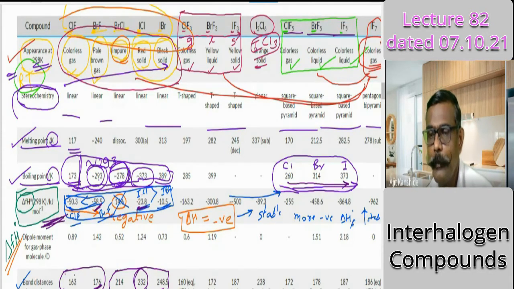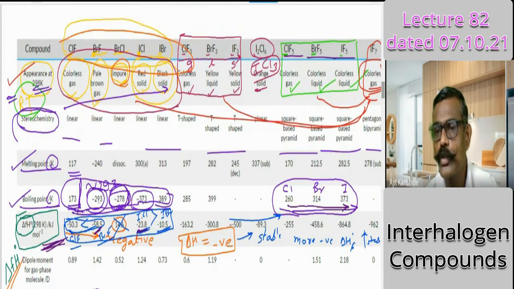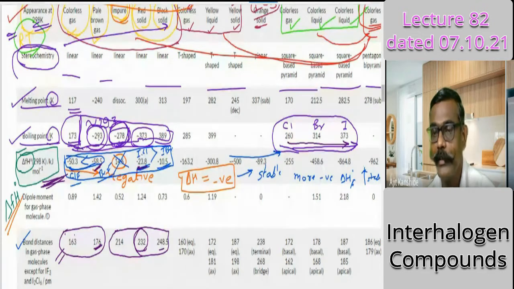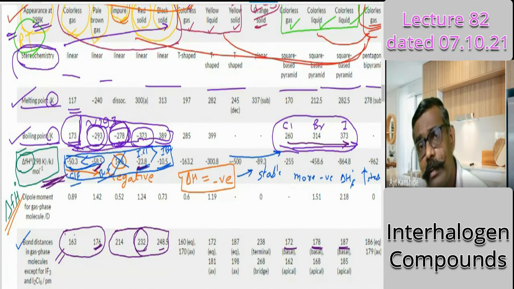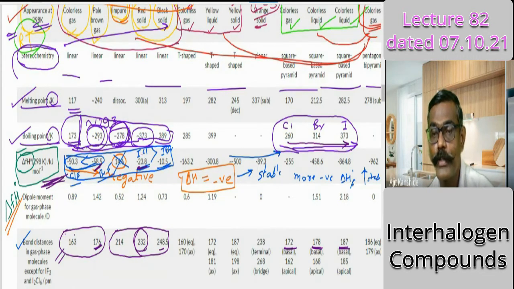So here see basal and axial, these two bond distances, apical or axial, different distance. I'm talking about only one at this moment. The basal bond distance in ClF5 is 172, BrF5 178, IF5 187. So what are you finding? Where is there less bond distance? Here is less bond distance. So it is expected that ClF5 should be more stable.